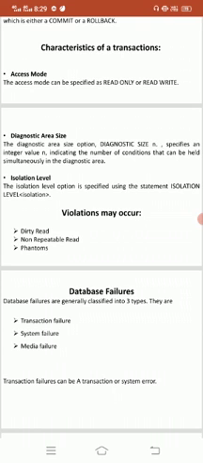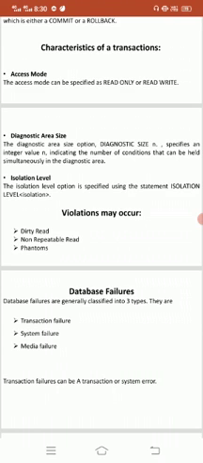Once again, the default isolation level is serializable. The default value is serializable, although some systems use read committed as their default. Okay, fine.